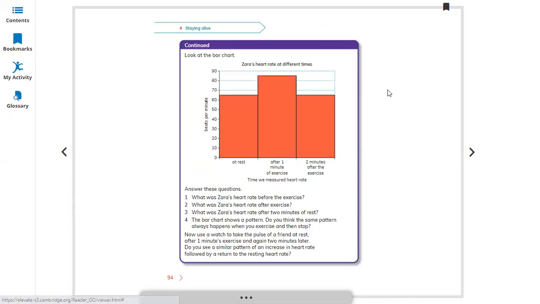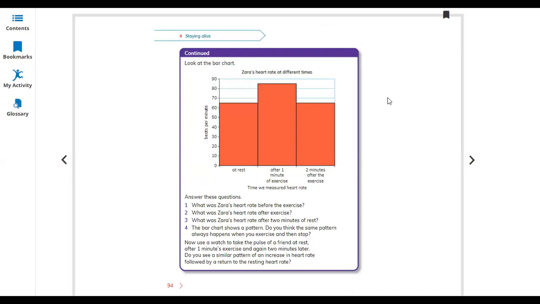Just a minute. Okay, now you can see here.